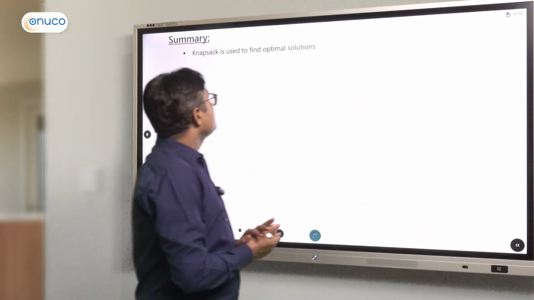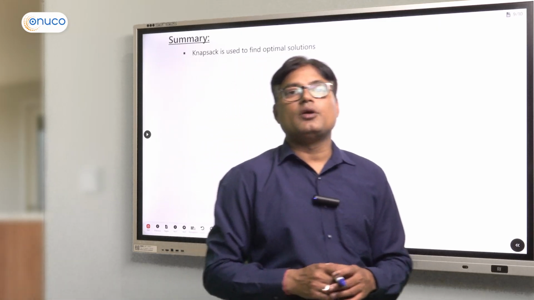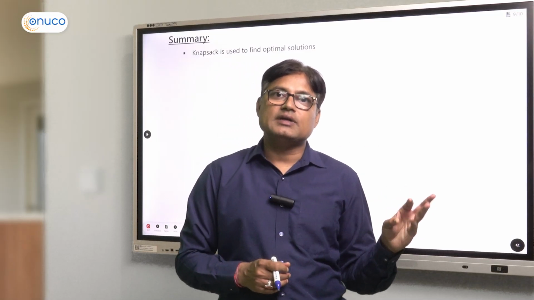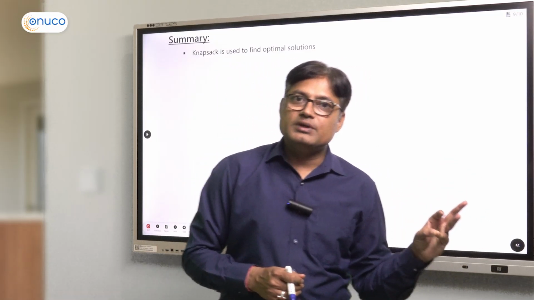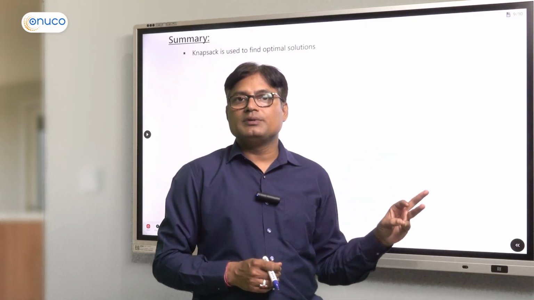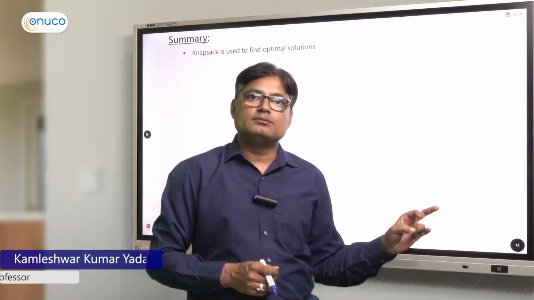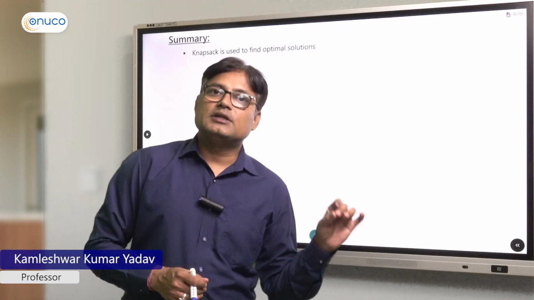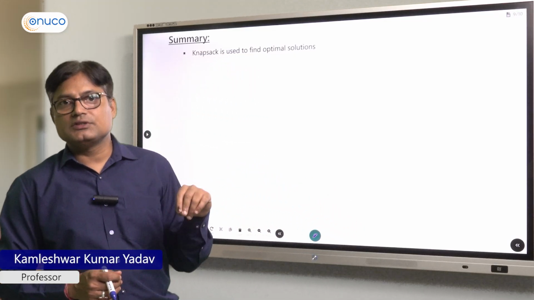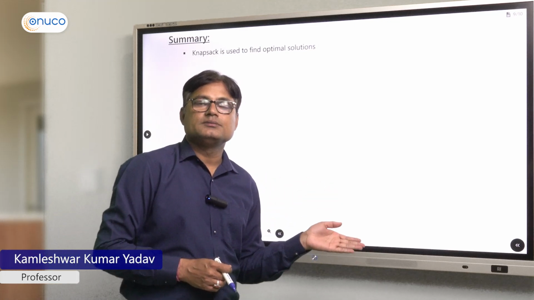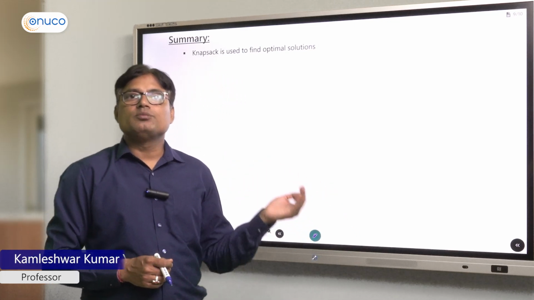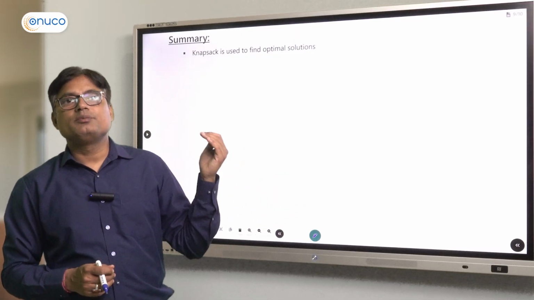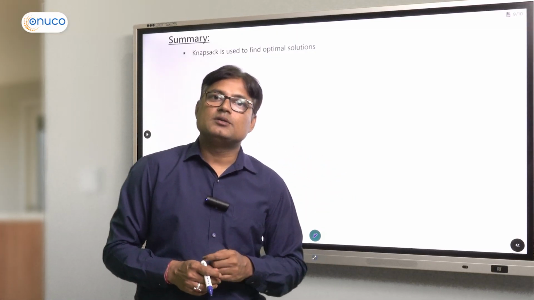So this is all about the knapsack problem, which is to find optimal solutions. Knapsack problems can be implemented through exhaustive search, which is the more time-consuming technique. Then you can apply the dynamic programming technique, which finds the solution in a lesser amount of time compared to exhaustive search. Then you have the greedy method, and then the branch and bound technique. These are all techniques to find optimal solutions for the given knapsack problem.